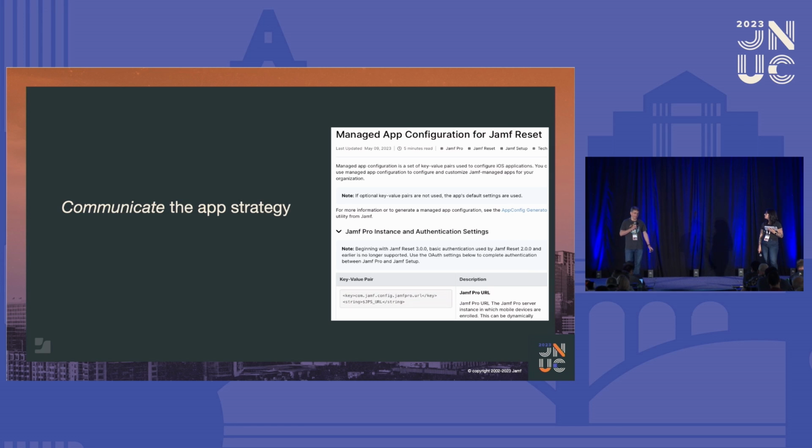Once you have that app config, potential customers want to know about it. That's you trying to find that. As Emily showed, you have to dig around on the internet and figure out how those things work. So you want to communicate the app strategy, the one app or the two apps. Do organizations need to download a separate app, or is it that same app that has those settings? And then, of course, documenting the keys and values is super important.